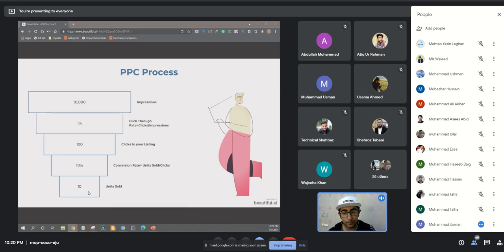This is all there is to PPC. Impressions, clicks, sold. This is all there is, nothing more, nothing less. We can have match types, different types of campaigns, different campaign types. We will study all of those in a different lecture. But impressions, clicks, units sold, orders that you have in your Amazon account through PPC, this is all there is, in any ad type.